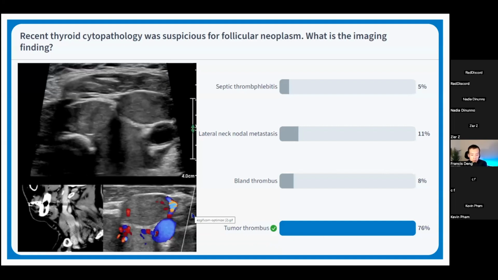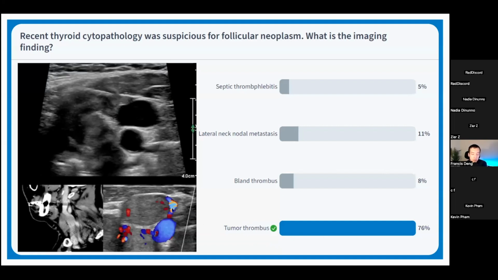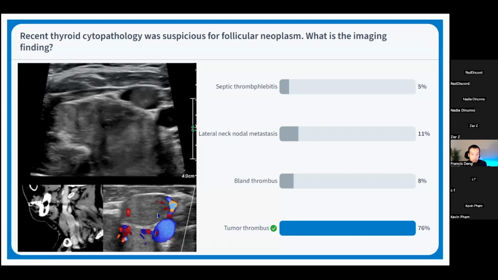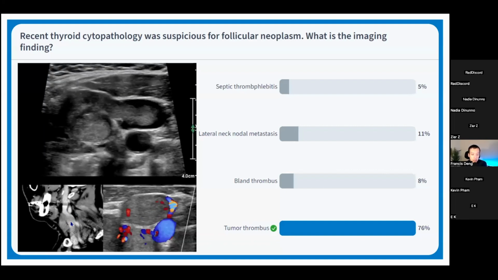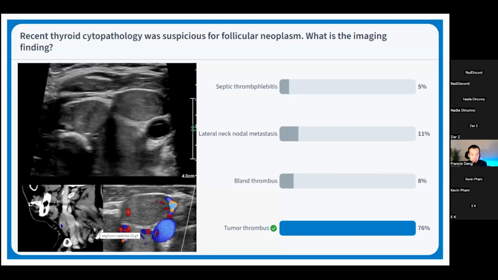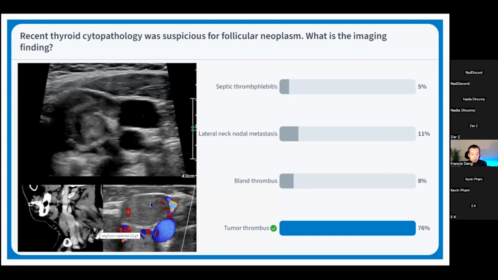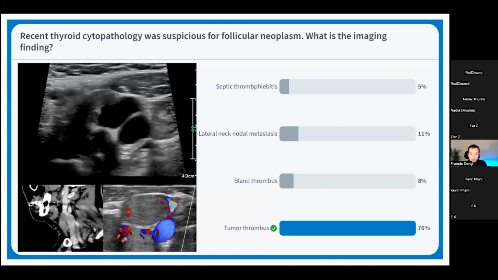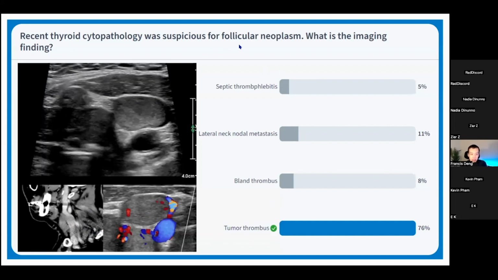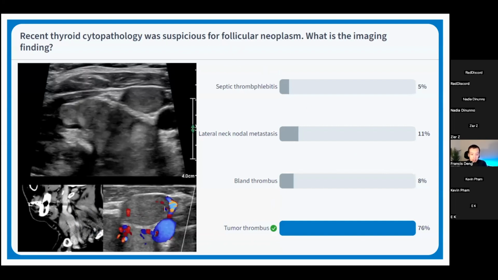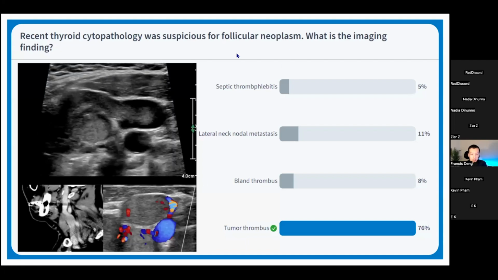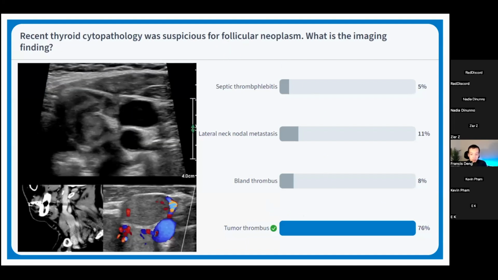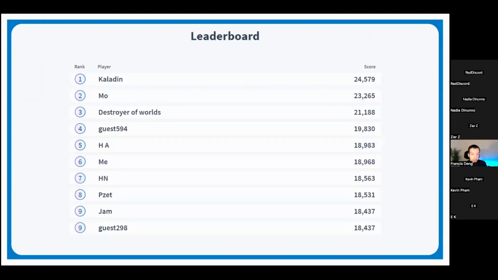The way we can tell tumor thrombus from bland thrombus is the presence of flow and contrast enhancement on CT. So flow on color Doppler and contrast enhancement on CT within this filling defect in the internal jugular vein. So in combination with the thyroid cytopathology, this indicates that this is a follicular carcinoma as opposed to a benign follicular lesion, like adenoma.